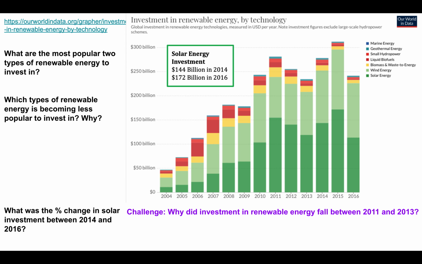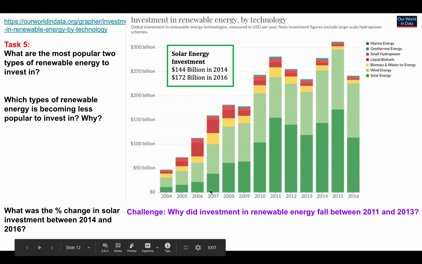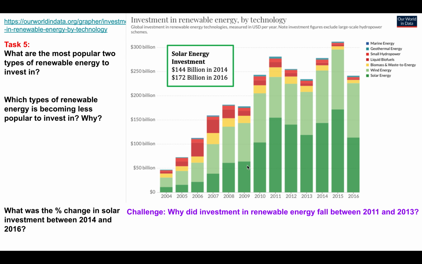So we're almost at the end. Our next task, as with almost all the tasks in today's lesson, is about data and graphs. This graph here is showing us investment in renewable energy by the type of technology. It's what we would call a compound bar graph, because each bar is the total amount of money that was put into new energy resources.